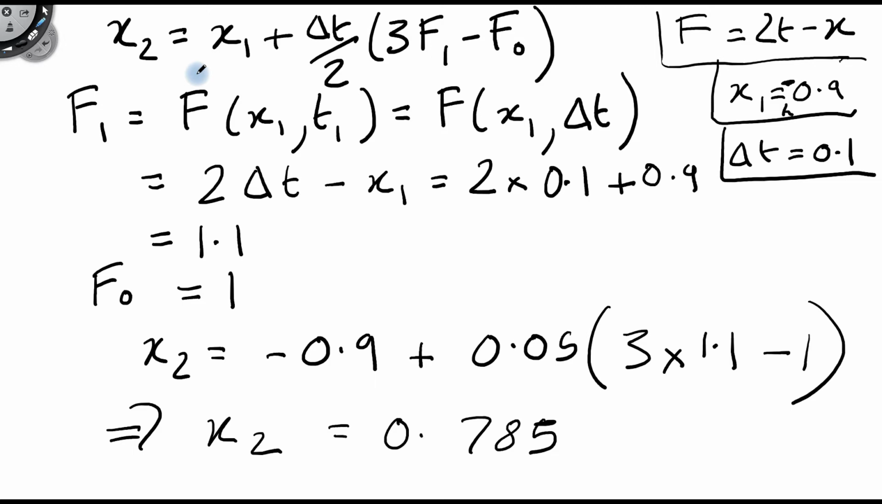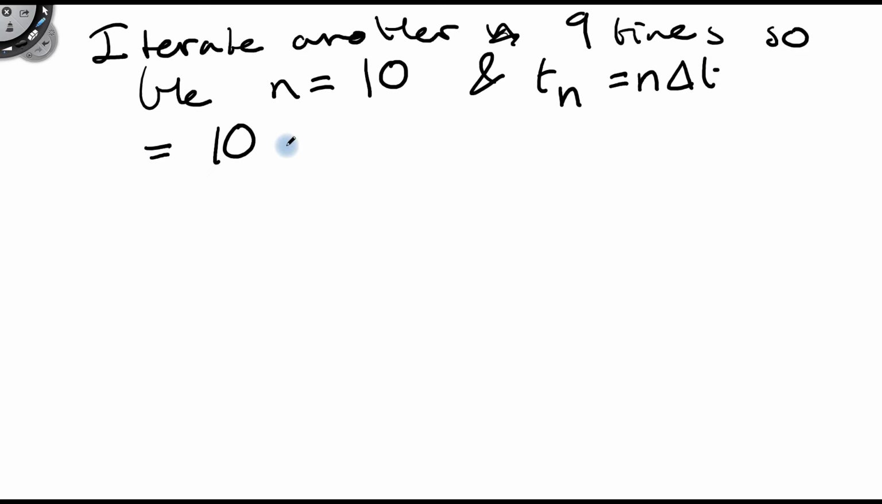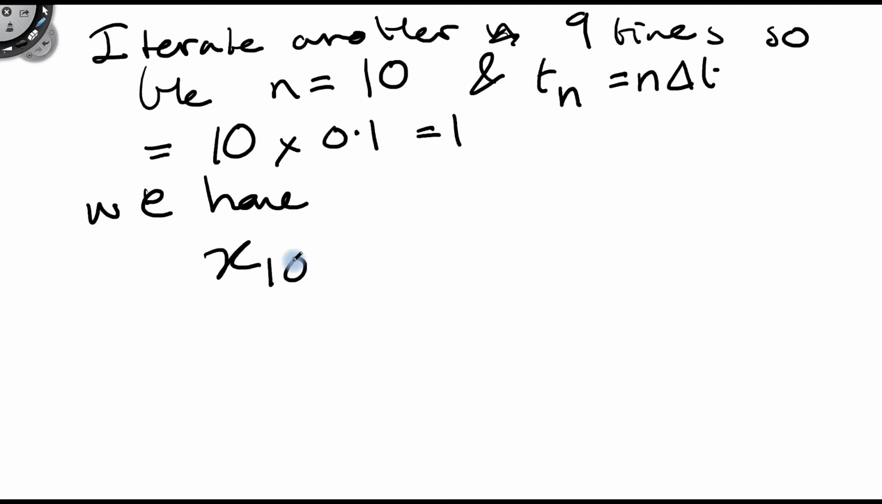So if we then iterate another 9 times, so that n equals 10, and t_n, which equals n delta t, is 10 times 0.1, which is 1, which is the point where we've got this nice true solution, e to the minus 1. We have the x value at step n equals 10 is 0.3675 for AB2.